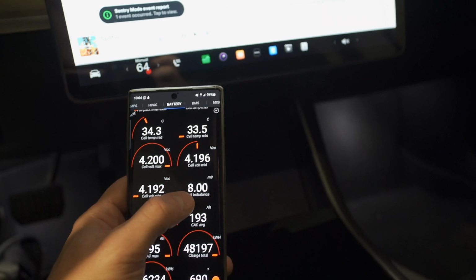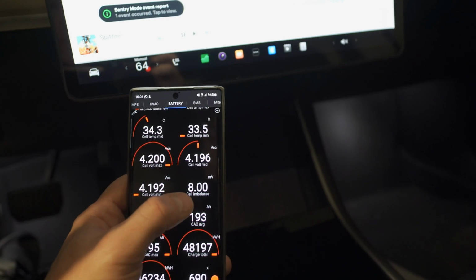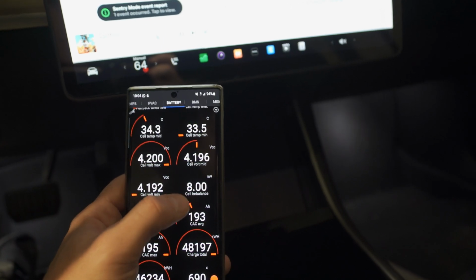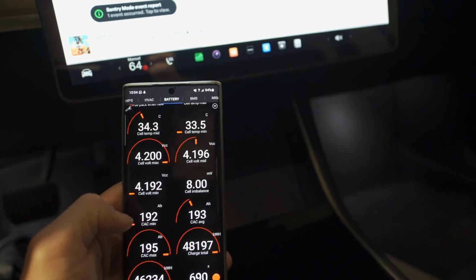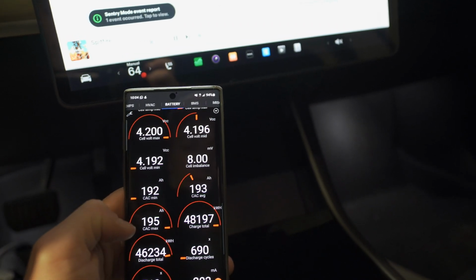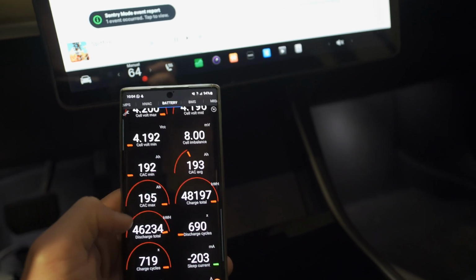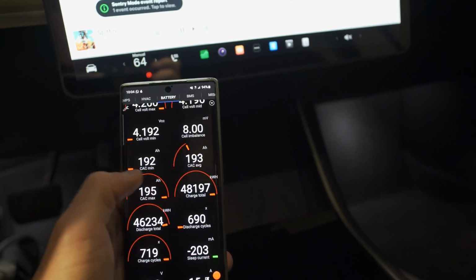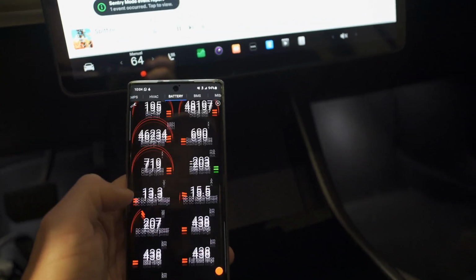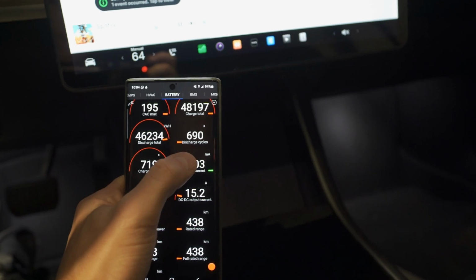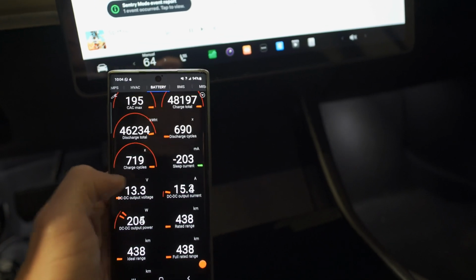And the cell imbalance, this is very important because this tells you the difference between the top and the bottom cells. You want them to be very close together. That means you have a healthy pack. If you have one cell or a group of cells that's underperforming, that's going to lead to a pack failure in the future. And then the amp hours, min is 192, max 195, average 193. Discharge cycle 690, and a charge cycle 719.